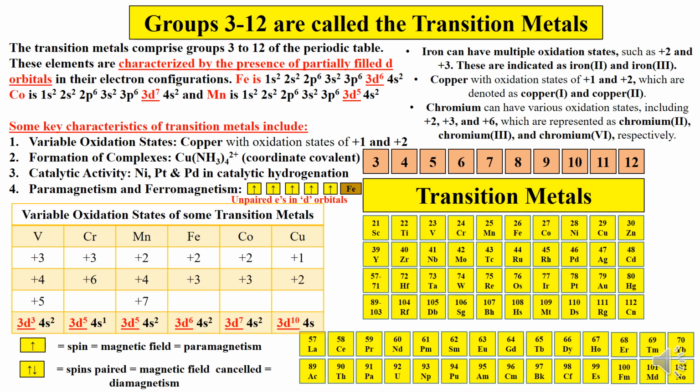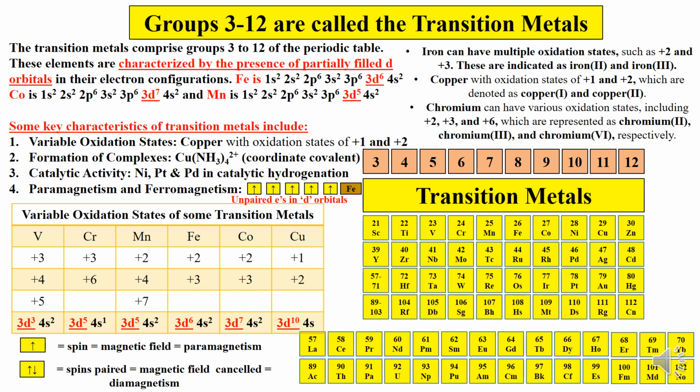So you can find d orbitals in transition metals with only one electron, thereby making them paramagnetic.